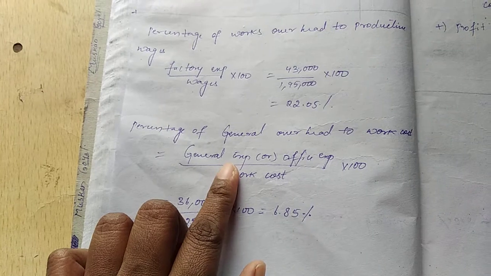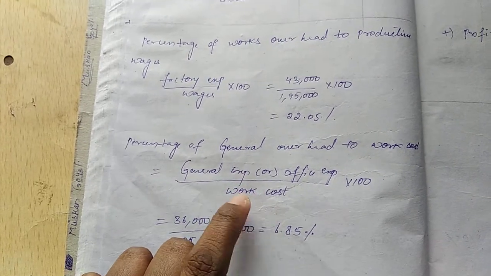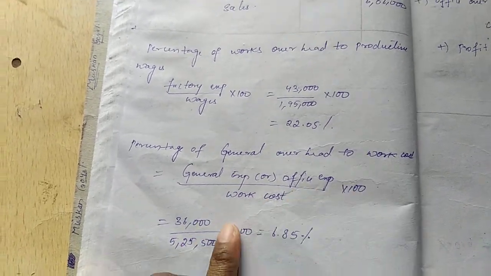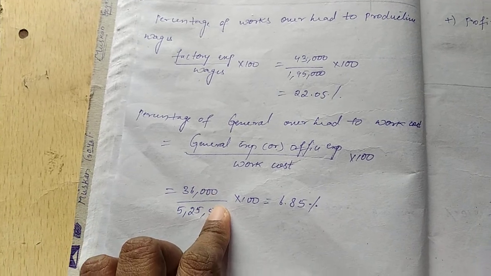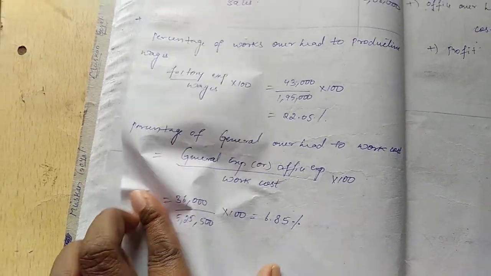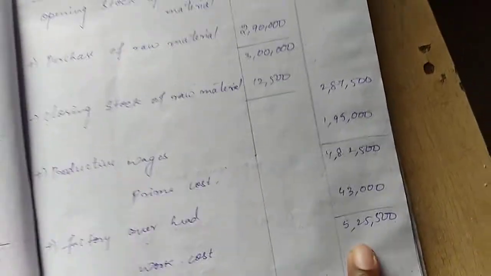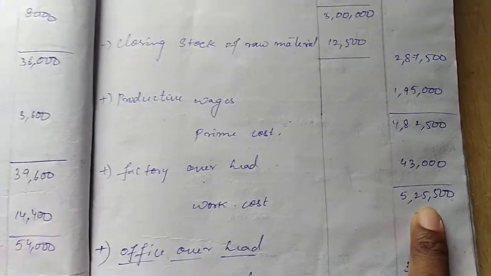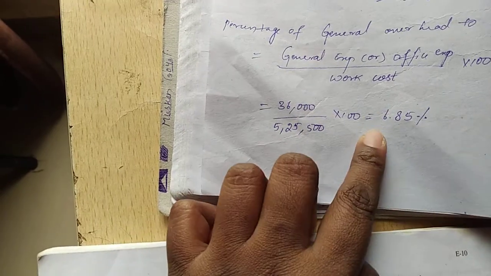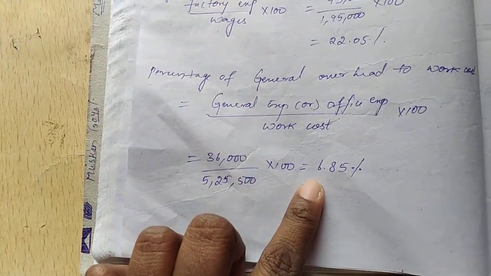Percentage of general overhead to the work cost, office here. What is the formula? It means general expenses or office expenses divided by work cost into 100. How much general expenses has he given in the question? 36,000. How much work cost did we get here? 5,25,500. So 36,000 divided by 5,25,500 into 100. You will get 6.85%.